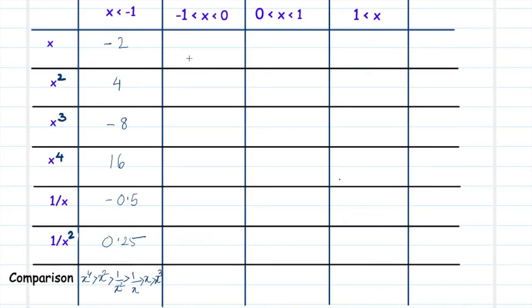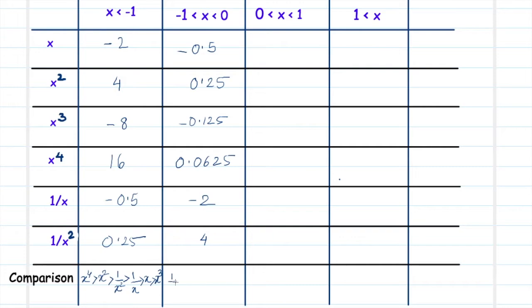Now let's take a similar example for the range minus 1 and 0. Let's take x as minus 0.5. X square would be 0.25, obviously a positive number. X cube would be minus 0.125. X to the power of 4 would be 0.0625. 1 by x would be minus 2. 1 by x square would be 4. So here, what is the greatest number? Obviously 1 by x square.